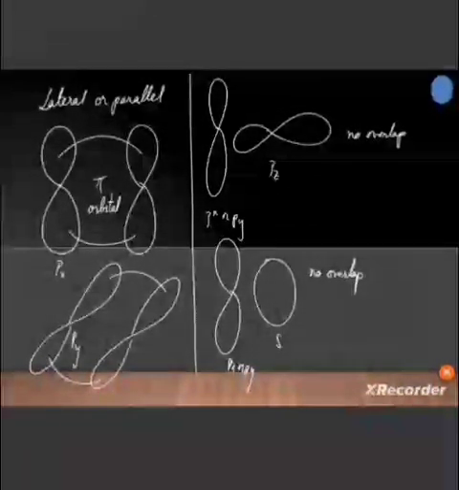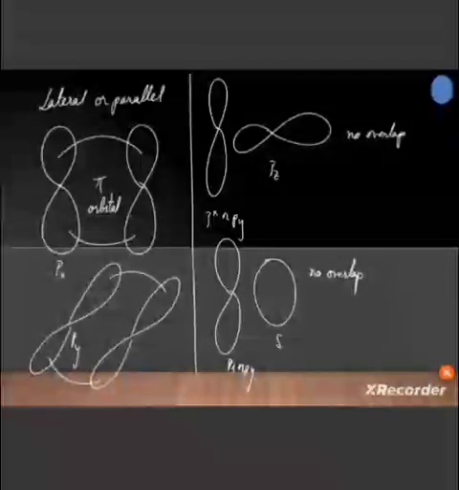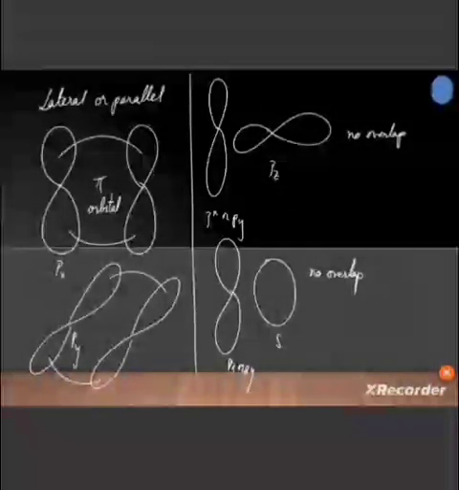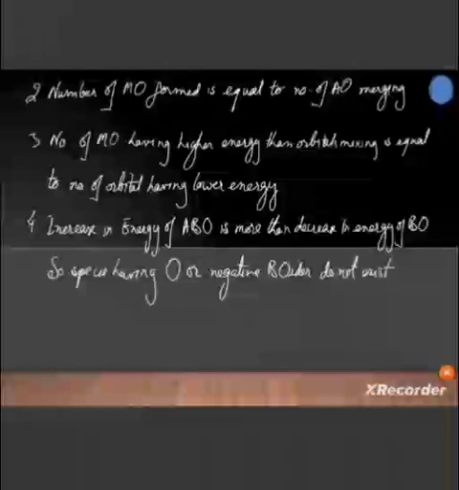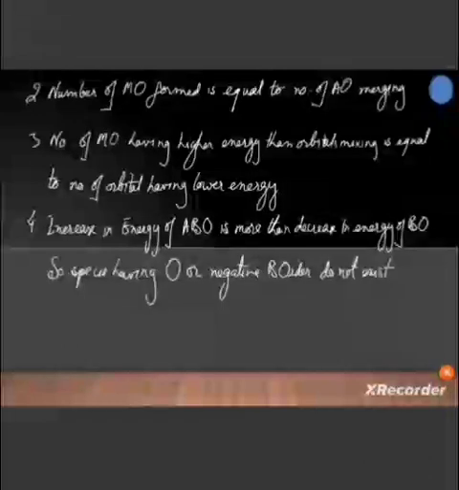The second condition is that the number of molecular orbitals formed is equal to the number of atomic orbitals. The number of molecular orbitals having higher energy than the orbitals merging is equal to the number of orbitals having lower energy. Next, the increase in energy of the anti-bonding molecular orbital is more than the decrease in energy of the bonding orbital. So, species having zero or negative bond order do not exist.